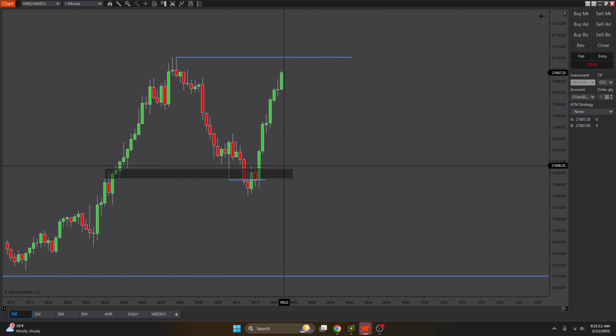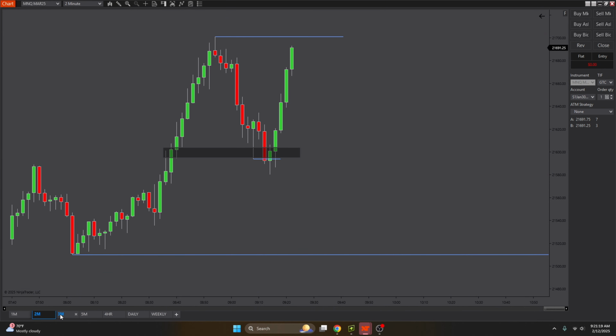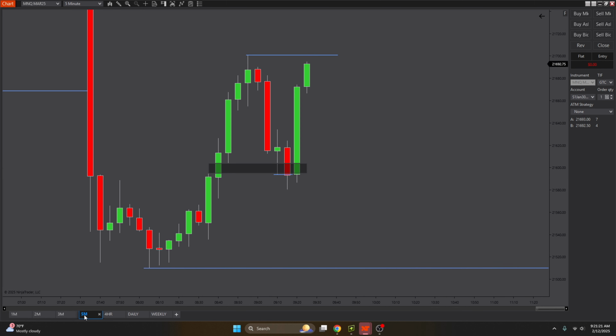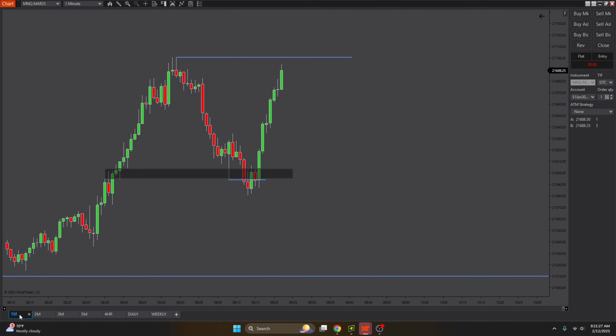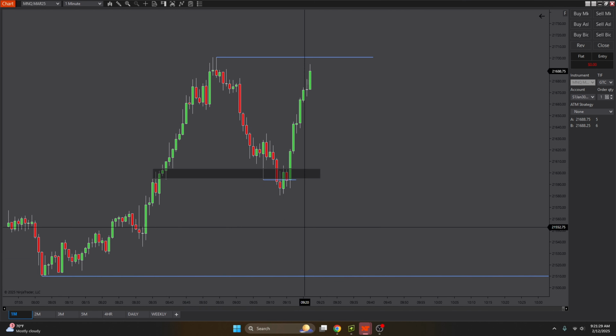Man, that would have been such a nice play. Of course, you get the inverse there too, but not really looking for those. This is exactly what we wanted to see though. Come up here. As I said, I wanted to see it come up here and test that hourly fair value gap.